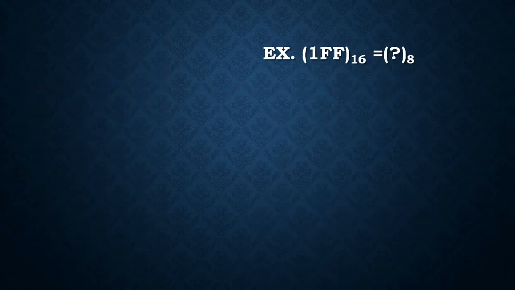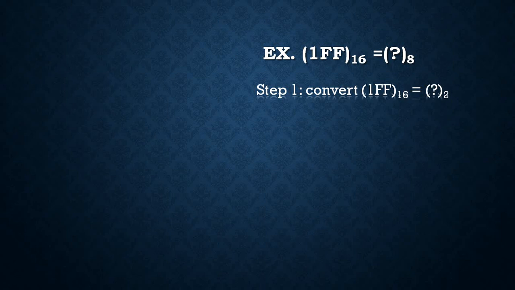Now we take another example. 1FF to the base 16 has to be converted into octal. Again we solve this problem in two steps, first converting 1FF to the base 16 into binary. For that purpose we write the number in separate digits as 1, F, F. Now we have to find the binary equivalent for this hexadecimal number.